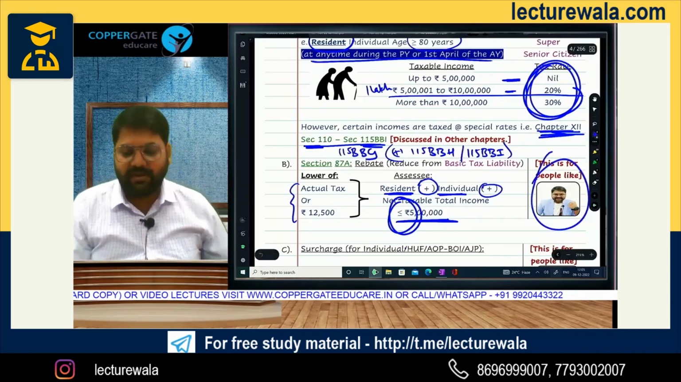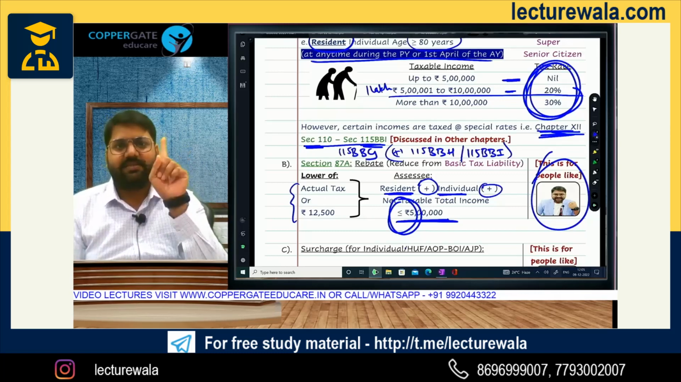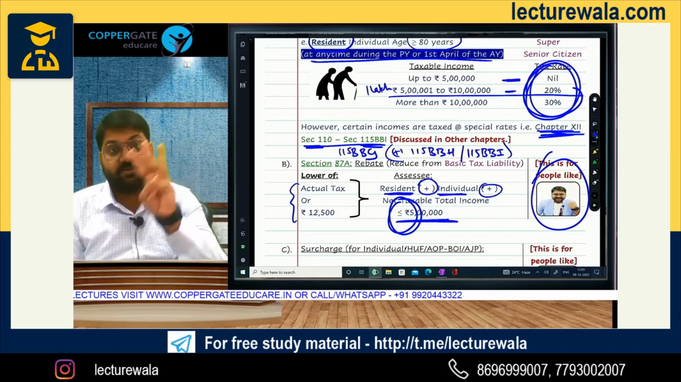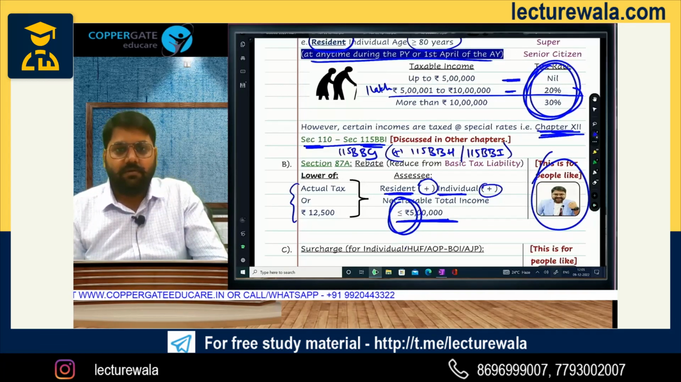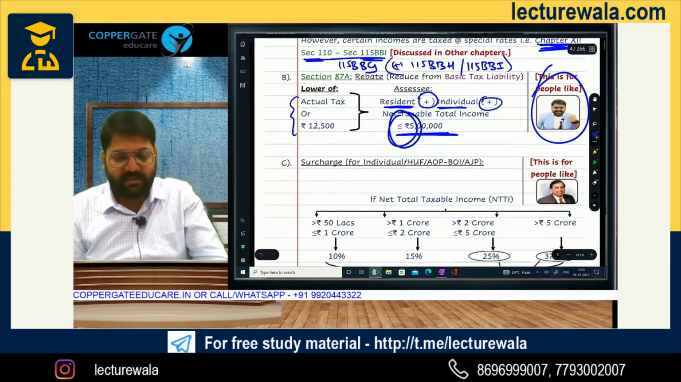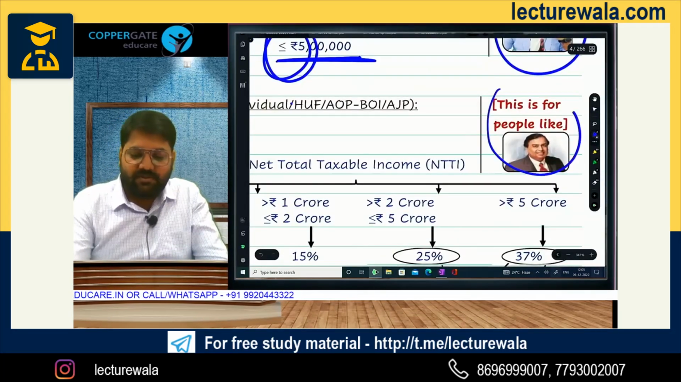For people who have income up to 5 lakhs, they are eligible for rebate. But what are the three conditions? Resident, individual, 5 lakh. Resident, individual, 5 lakh equal to 5 lakh will also be covered. That's the first concept after basic tax. Second, the concept of surcharge.